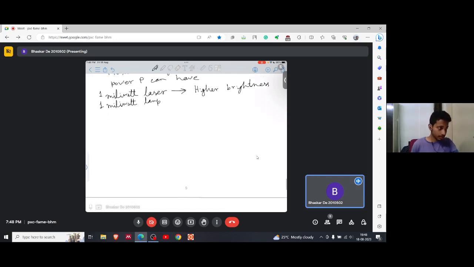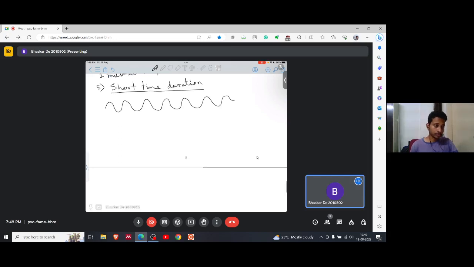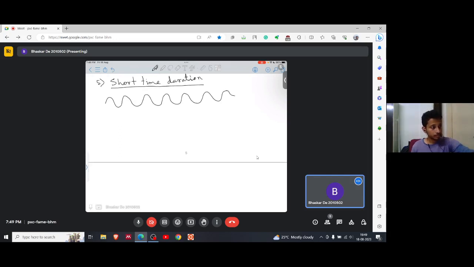Now there is another property that is optional for some lasers, that is the short time duration. Mostly when we think about an electromagnetic wave or a laser beam, we draw it like this. This is a continuous electromagnetic wave traveling, but there is a different kind of electromagnetic wave or laser pulse we can have.